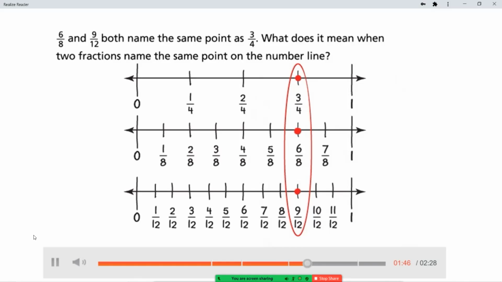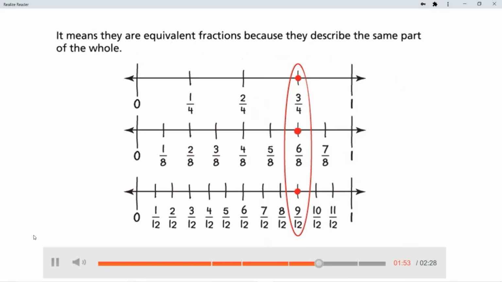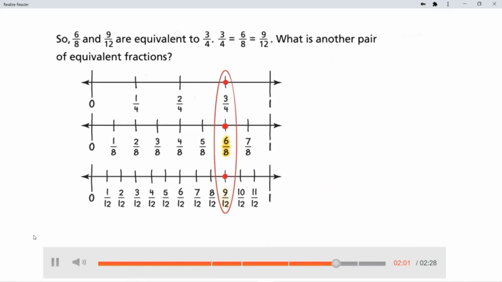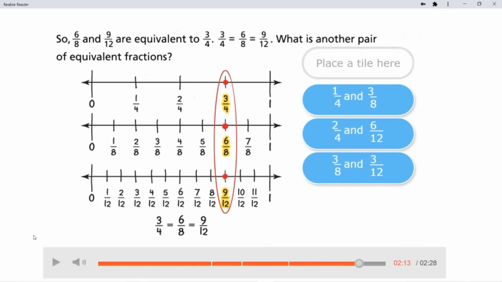What does it mean when two fractions name the same point on the number line? It means they are equivalent fractions because they describe the same part of the whole. So, 6/8 and 9/12 are equivalent to 3/4. 3/4 is equal to 6/8, which is equal to 9/12. What is another pair of equivalent fractions? Select your answer.